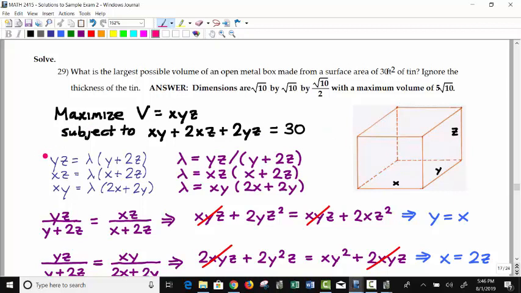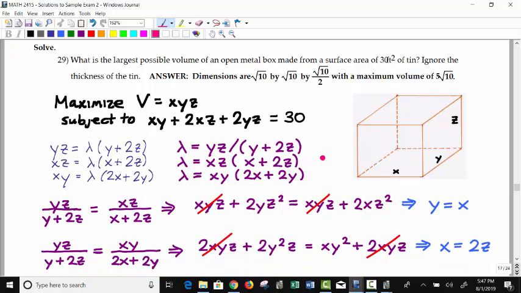So the left side will be the partials of x, y, and z of the volume. So it'll be yz, xz, xy, and now we have the lambdas times the partials of the constraint equation. The x partial will be y plus 2z. The y partial will be x plus 2z. And 2x plus 2y will be the z partial. So same kind of idea as the last problem.